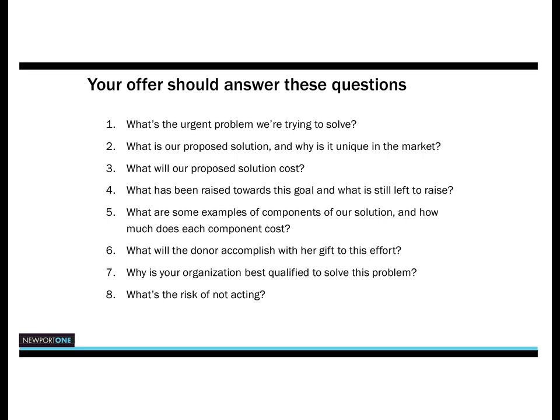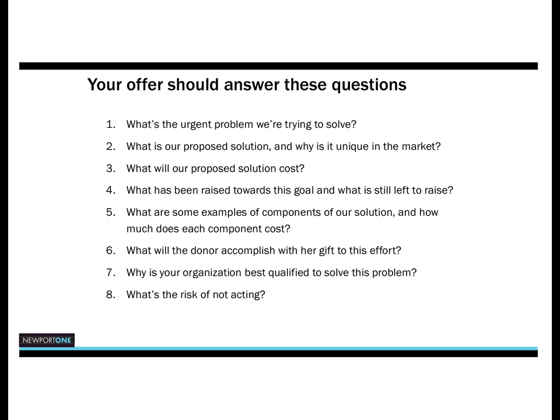What are some example components of that solution? If you're talking to a donor about how you've got to build this new program to help solve opioid addiction in your community, that's a really big, broad topic. What are some of the key components of that program, and what do those cost? Because you might have a donor who can give $2,500, maybe not $25,000 for the whole program. So what's a palatable piece of the program that they could invest in?